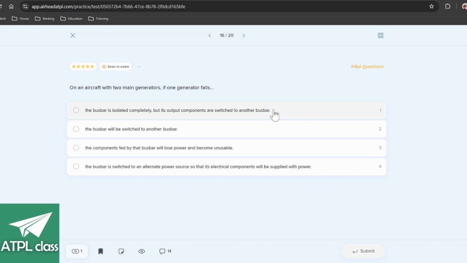Bus bars are like physical connections. You wouldn't be able to just switch the components to another bus bar. The bus bar will be switched to another bus bar. One generator bus bar. The components fed by that bus bar will lose power and become unusable. The bus bar is switched to an alternate power source so that its electrical components can be supplied with power.